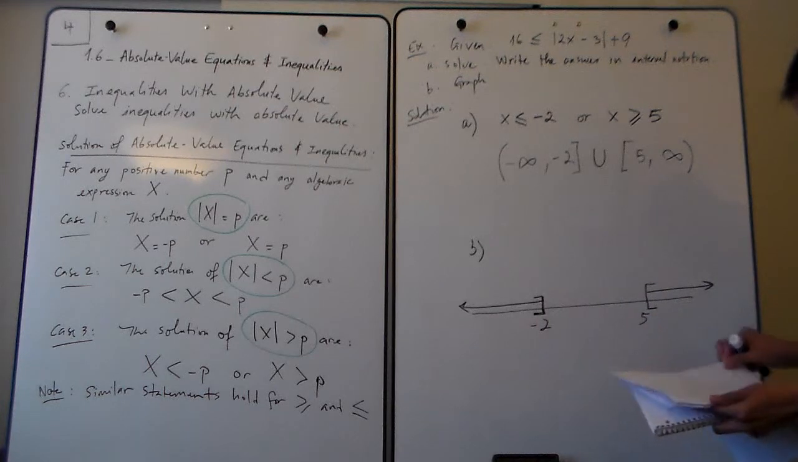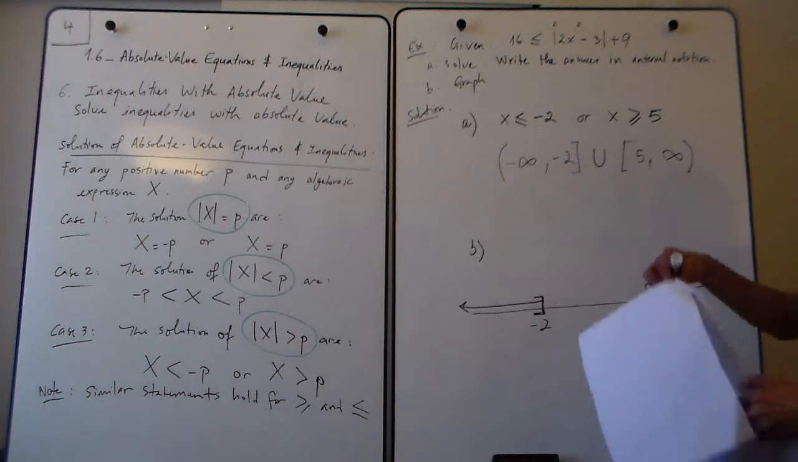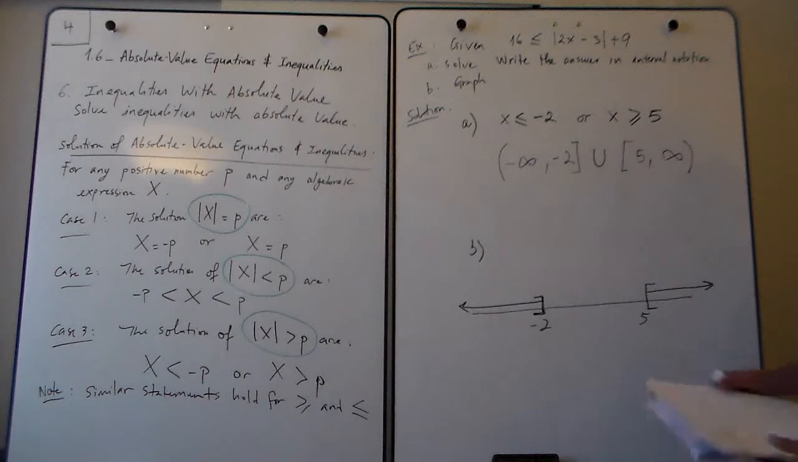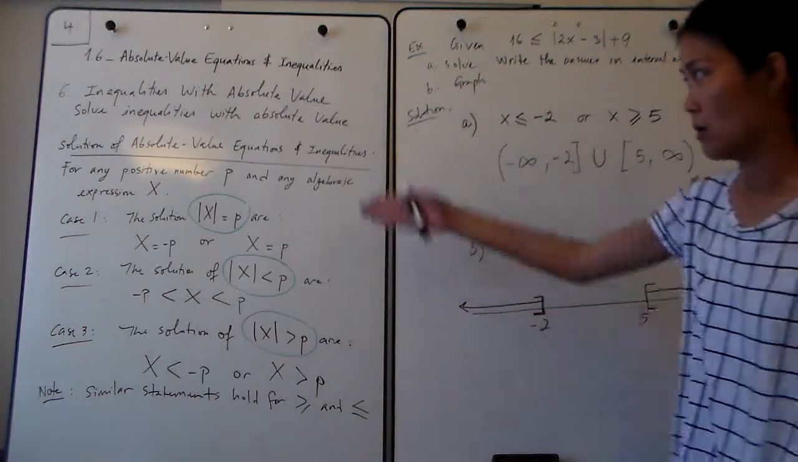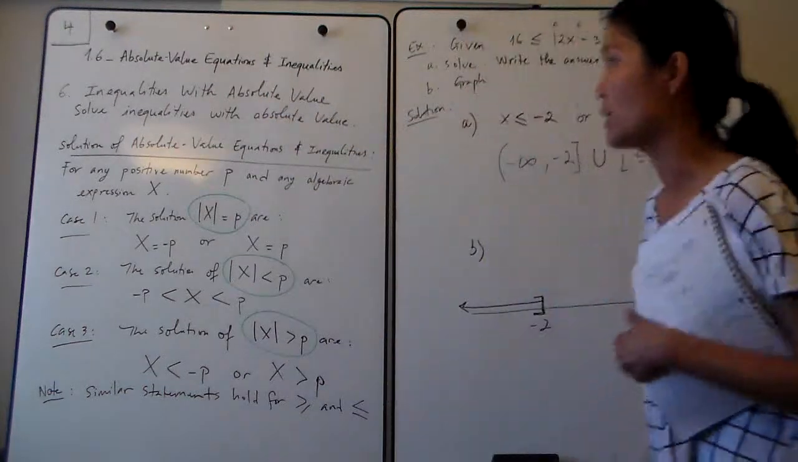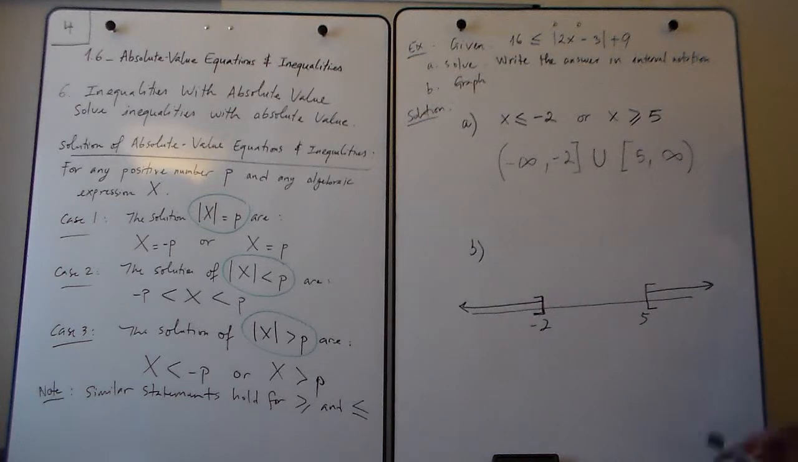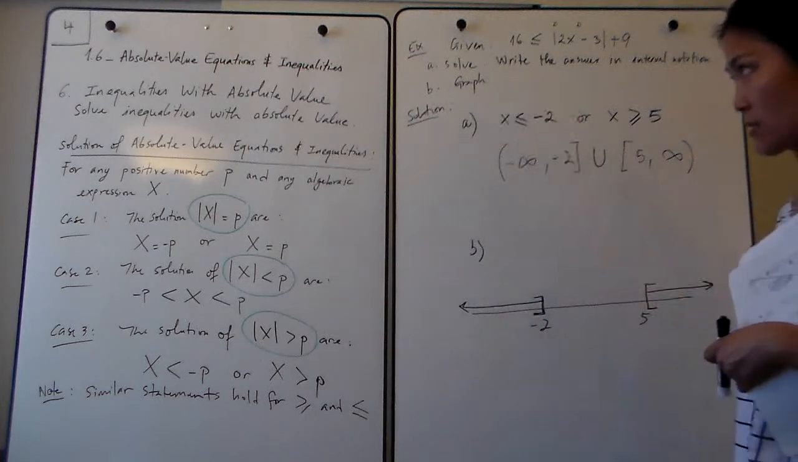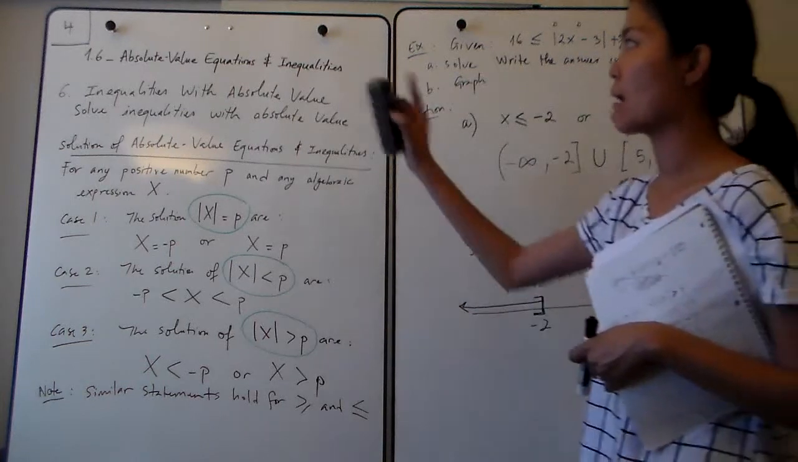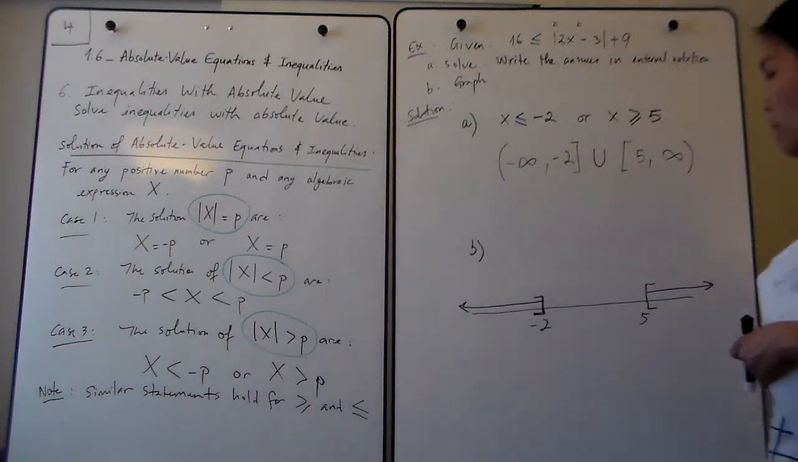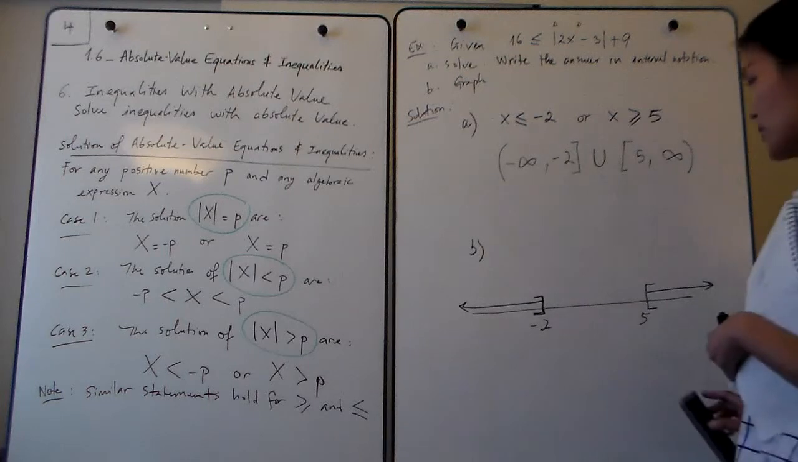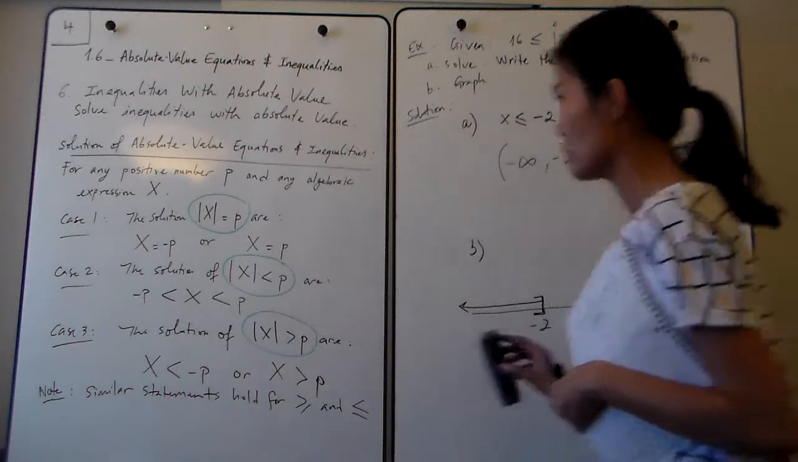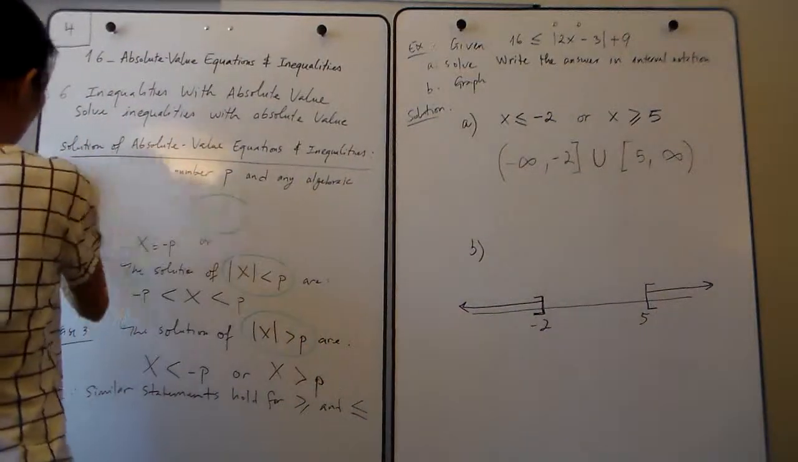So let me see if we have any more examples. So up to now, these are our examples for number 6, inequalities with absolute value. By this, I'm finished covering section 1.6, absolute value equations and inequalities. And let me show you the homework list. Okay, check this out.